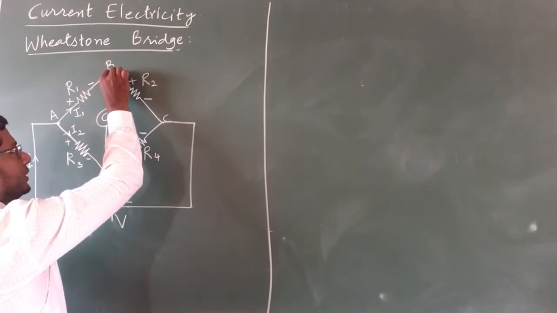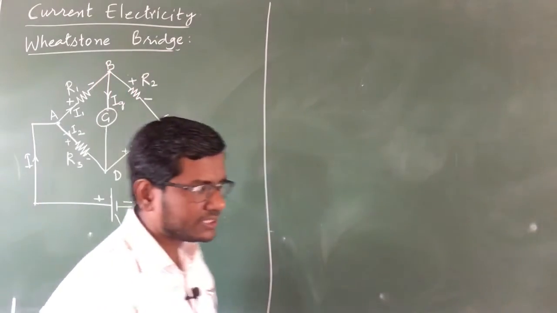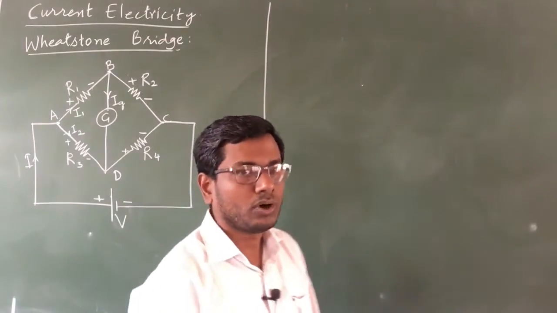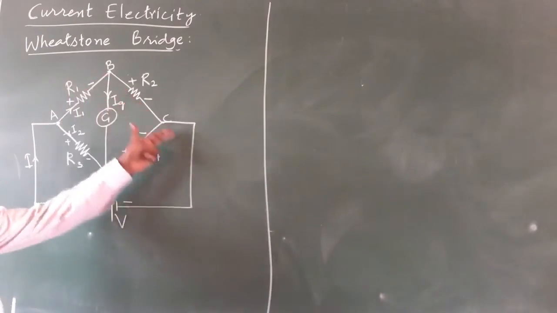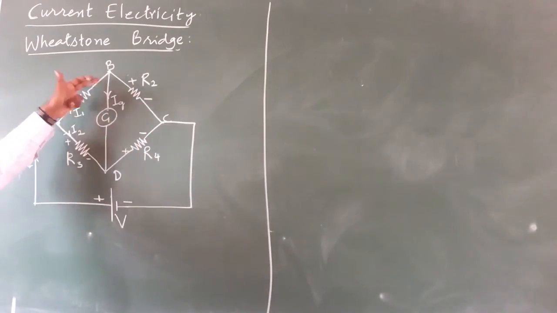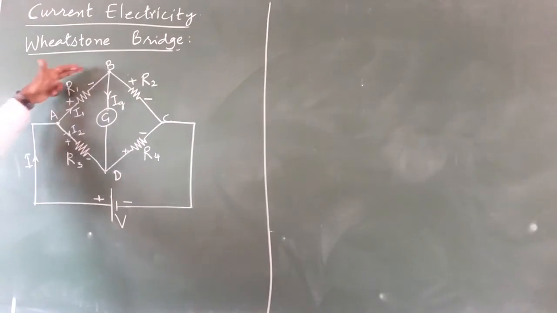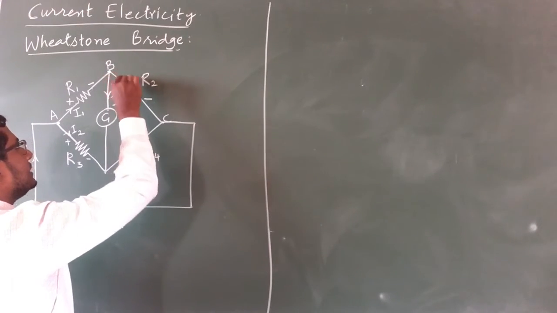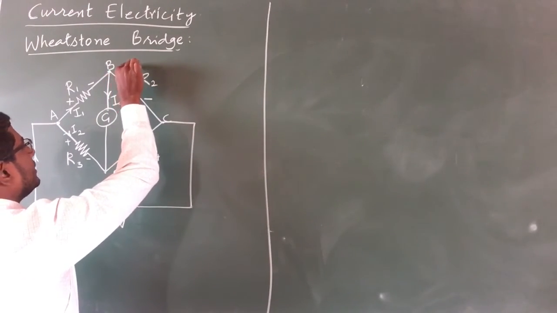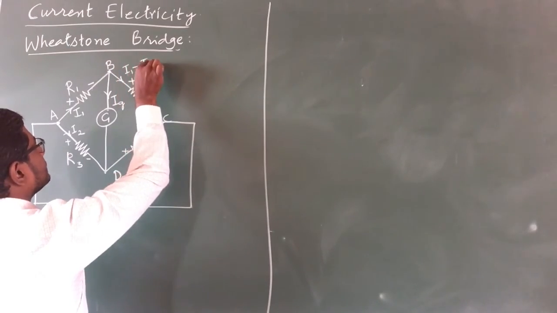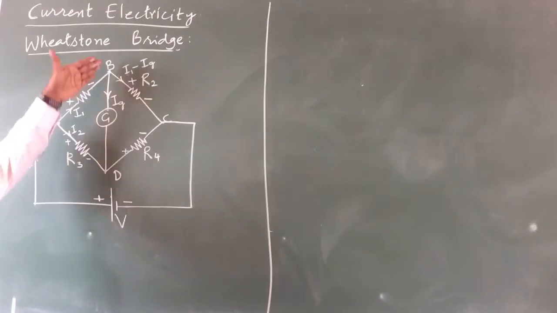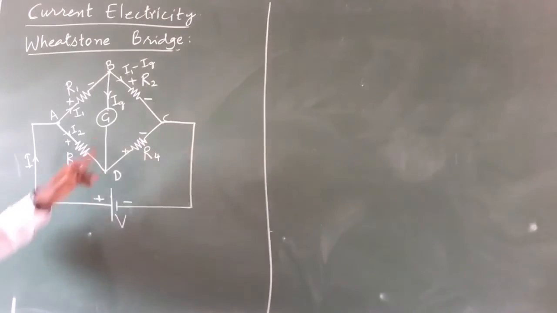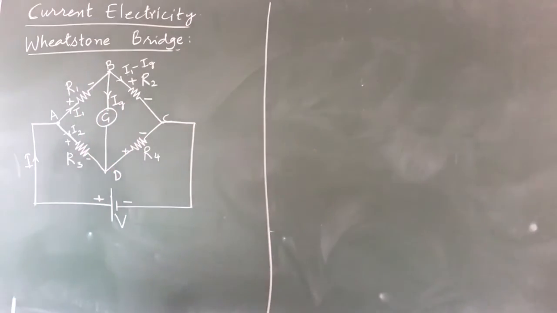Now if you look at this point B, which current is arriving there? It is I1. Which current is leaving from there? It is Ig. So what current will flow towards the point C? It will be the difference between the current which is coming from A and the current which is going towards D. So I will write the current here as I1 minus Ig. I1 is arriving, Ig is leaving. The current which is arriving is taken with a positive sign, and the current which is leaving is taken with a negative sign.